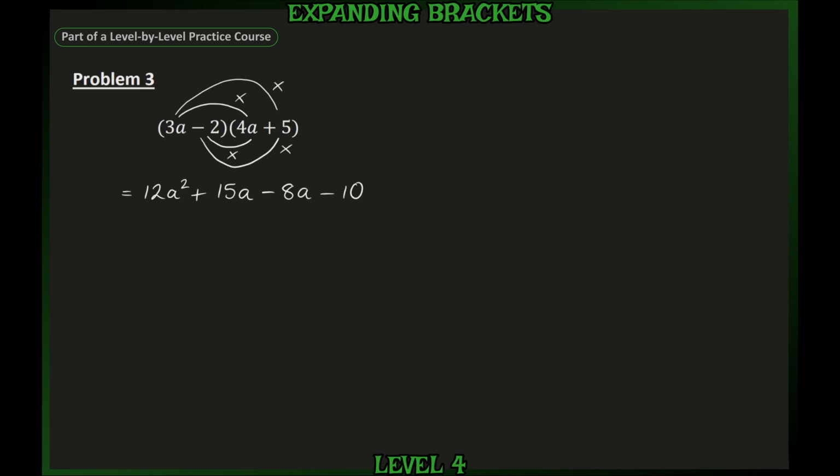We can now collect together the like terms, so we have a plus 15a and a minus 8a, which are like terms. So we have 12a squared, the plus 15a minus 8a gives us plus 7a, because 15 minus 8 is 7, and we have a minus 10 on the end. So 12a squared plus 7a minus 10 is our final answer to problem 3.